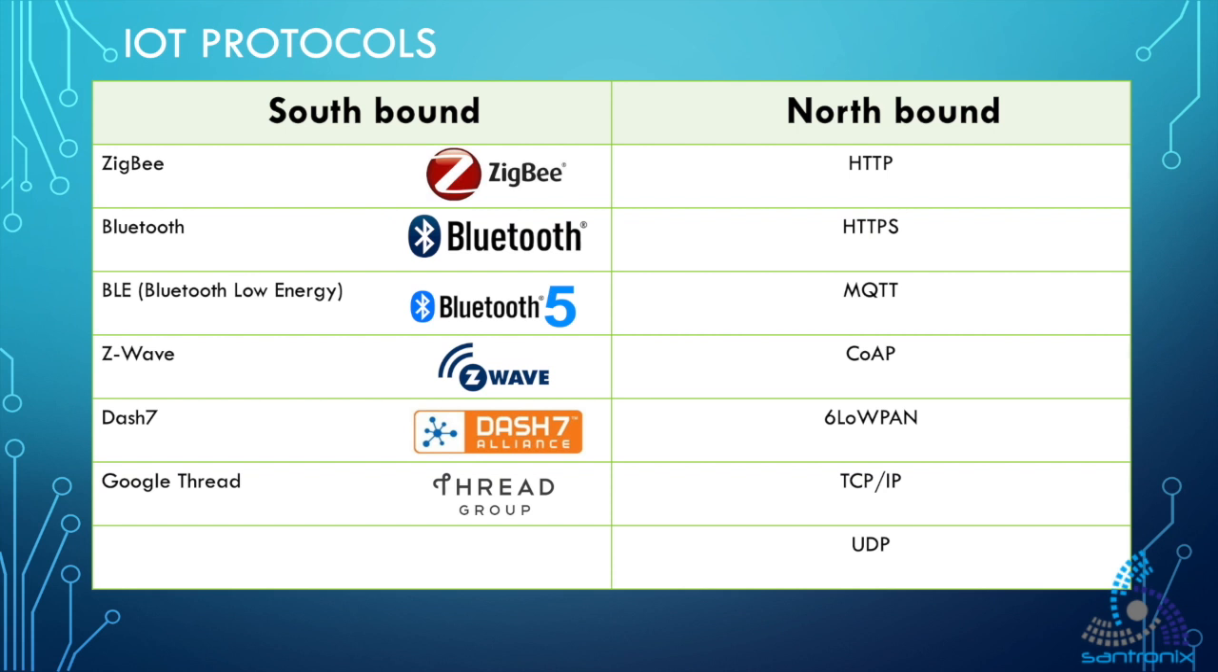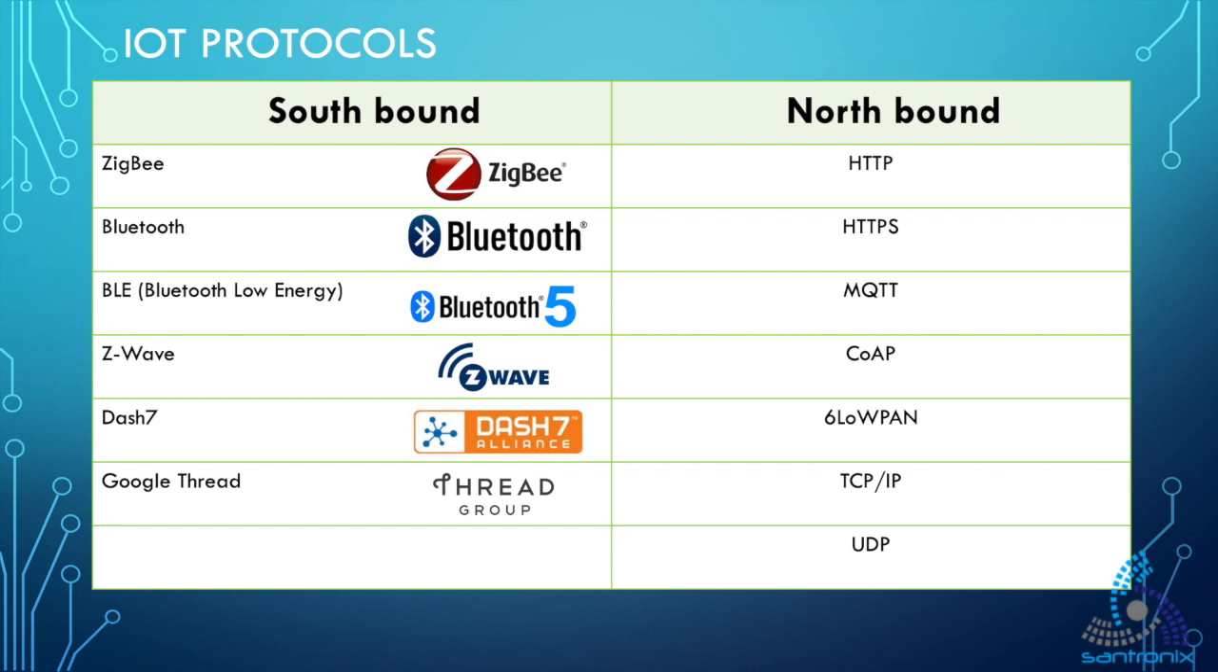Now, what are those? Southbound communication is the communication which happens from the middleware or from the gateway to the end devices, right? And the northbound communication is basically from the gateway or middleware to the cloud, or to the entity where data storage or data analytics happens.